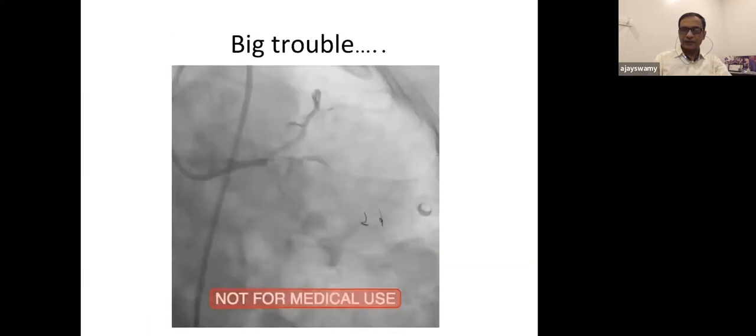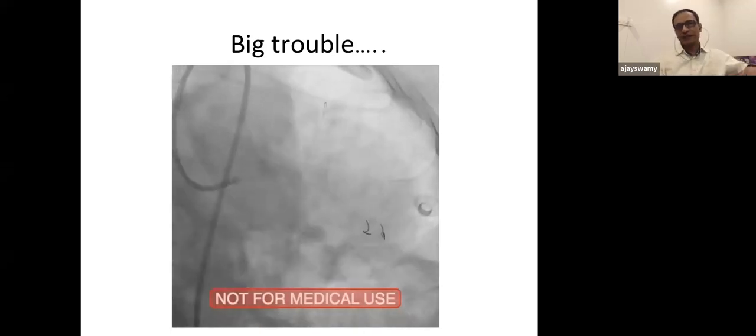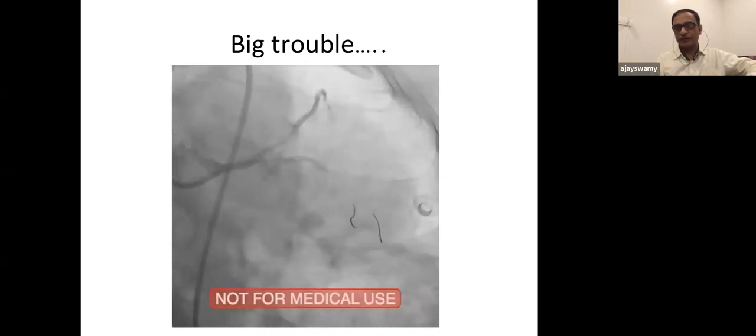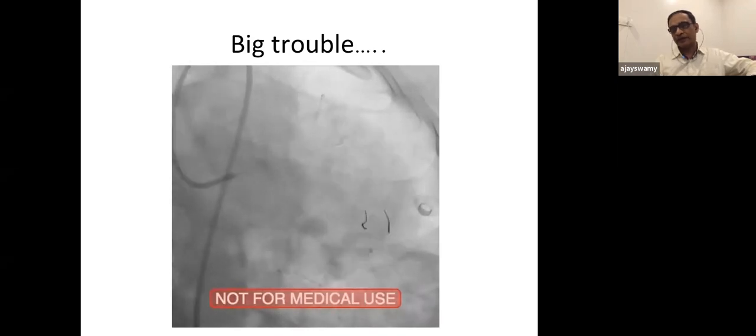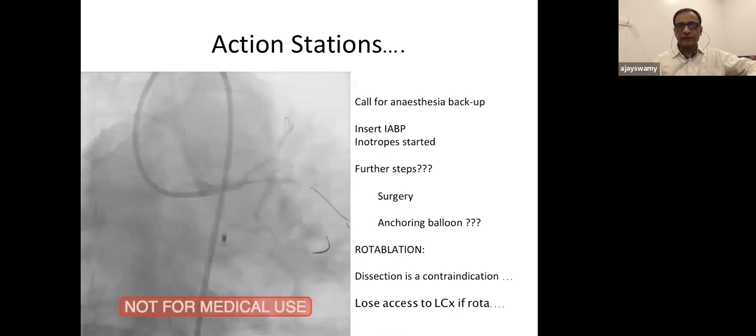So another dilatation was attempted, but this is what then occurred. This is now big trouble, a large dissection, which is now extended into the circumflex as well, and a subtotal occlusion almost of the circumflex, and TIMI 1 to TIMI 2 flow in the LAD as well. Big trouble. And so the alarm bells were rung, and we were called in to see what we could do to salvage the situation now.